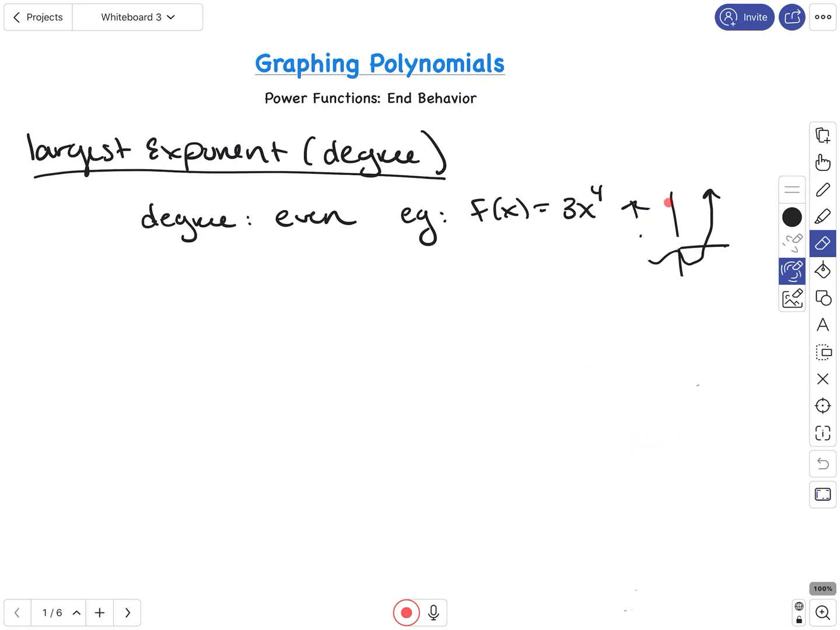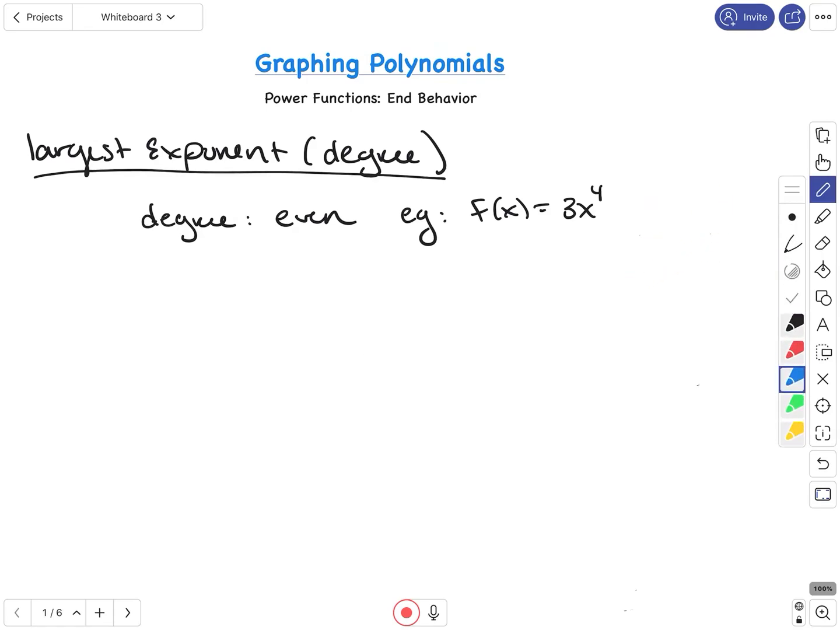Okay, so if the degree is even and we have a positive leading coefficient, then the graph will go up on the left and up on the right, and I don't know what it does in the middle. But if the degree is even and I have a negative leading coefficient, it will go down on the left and down on the right, and I don't know what it does in the middle.